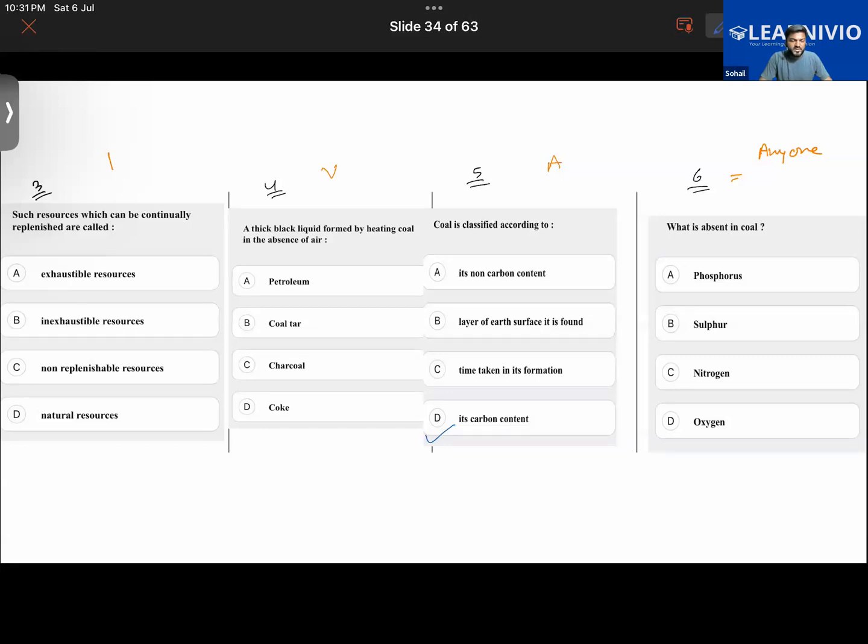Yeah, Ibrahim, such resources which can be continually replenished are called as? We call them exhaustible, inexhaustible, non-replenishable, or natural resources. See, how can natural resources be continuously replenished? Not all of them. Forests are natural resources. For example, wood is also a natural resource. Coal is also a natural resource, but it is not being continuously replenished at that rate. Or petroleum. So, such resources which can be continually replenished are called inexhaustible.